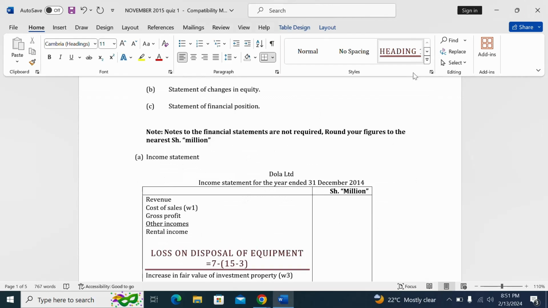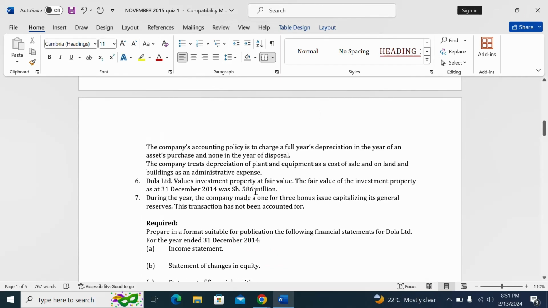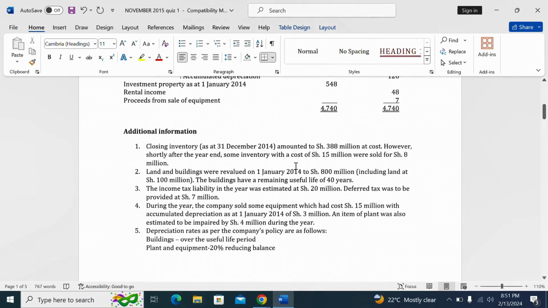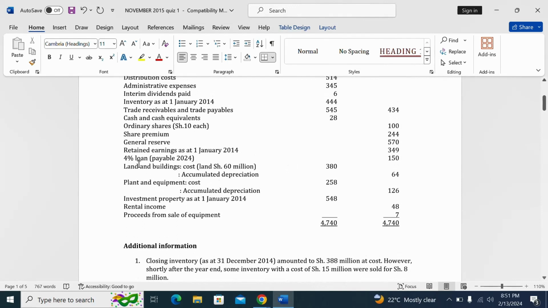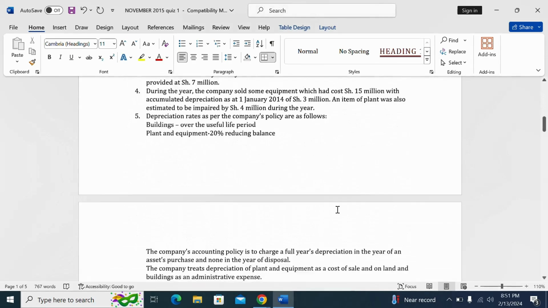Any change in the fair value, therefore, we can calculate. So the fair value at the end of the year, that is at 31st December 2014, was 586 million. What was the fair value at the beginning of the year? That information is in the trial balance. The investment property as at 1st January 2014 was 548.